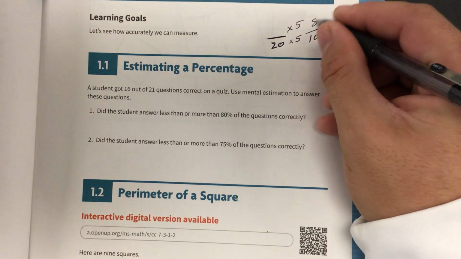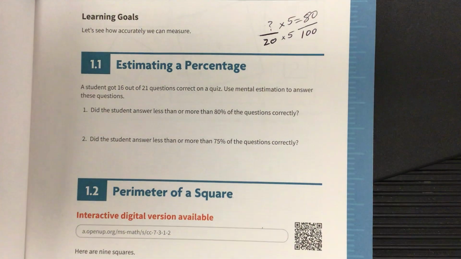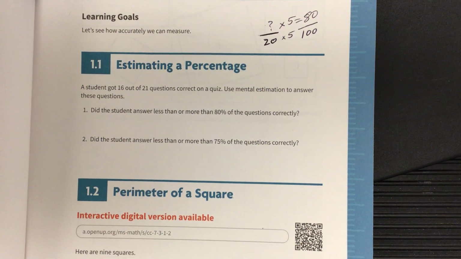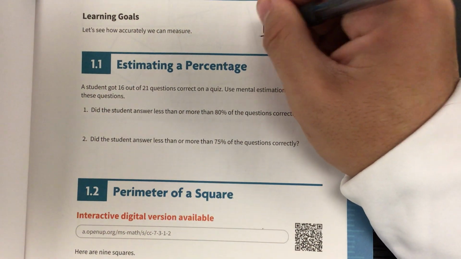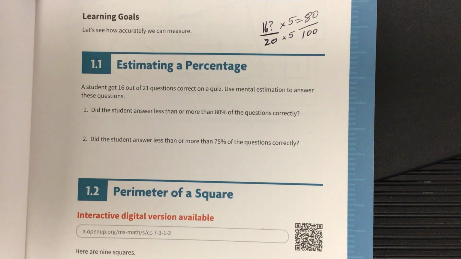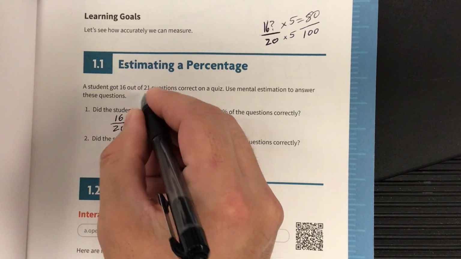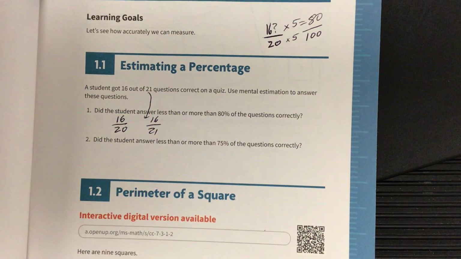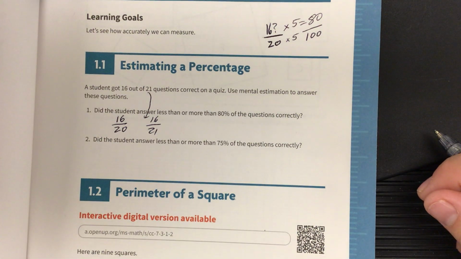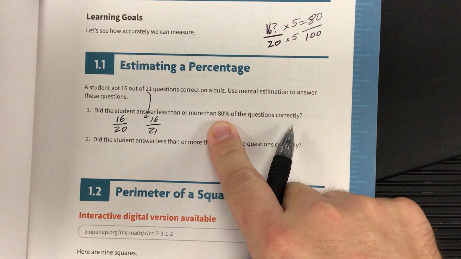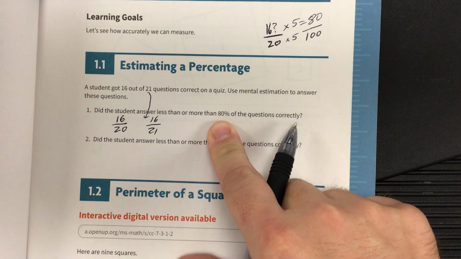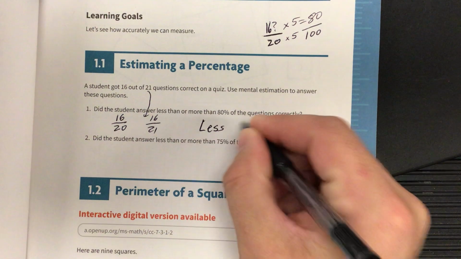80. So what times 5 is 80? Yes. 16. 16 out of 20 is 80%. So if you're at the free throw line, you make 16 out of 20, you're an 80% free throw shooter. Now, you shoot another one, you miss. Is your percent going to be more than 80 or less than 80? Definitely less than 80%.